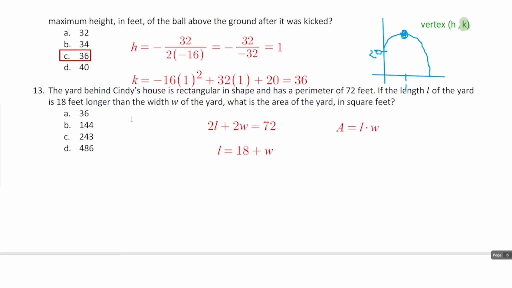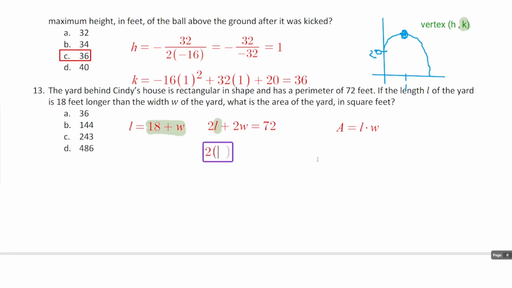So unfortunately, because of the way this problem's set up, I don't think it's really going to be reasonable to kind of work backwards from the answer choices here. So we're going to solve this using a technique called substitution. Since the length is 18 more than the width, we can replace the L in the first equation, since we wrote it first, with that 18 plus W.